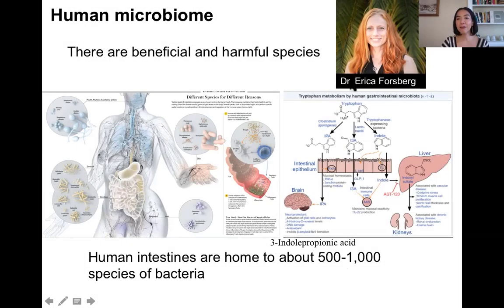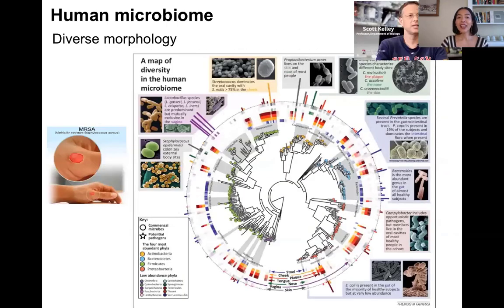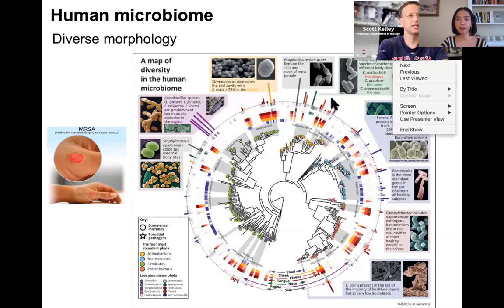In here, I have a picture of Dr. Erika Forsberg. She studies these types of associations with the microbiome and the human gut. So if you are interested in some of her research, please contact her and you might be able to join her lab, who knows. In here, I have a picture of Dr. Scott Kelly. He is a professor and a very nice colleague in our biology department who studies the human microbiome.